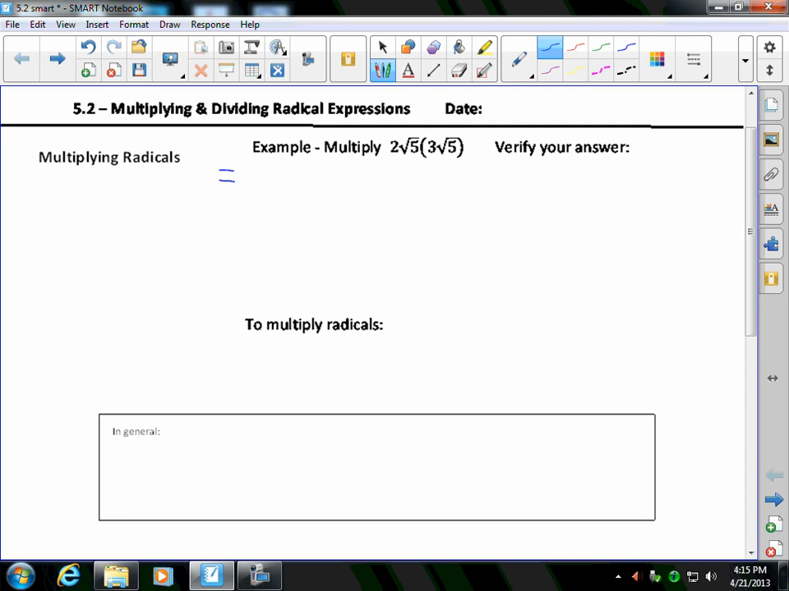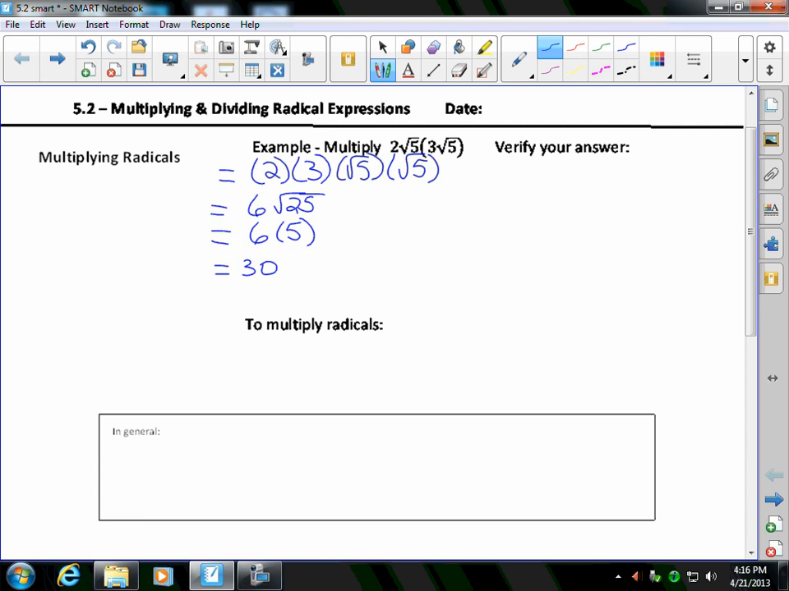So what I want to do then is I group them. I group my coefficients, my 2 times my 3, and then I can group my square root 5 times square root 5. So this would be 6 square root of 25. Everything that's under the radical sign gets multiplied together. I can simplify this further because square root of 25 is 5, so my answer is 30.